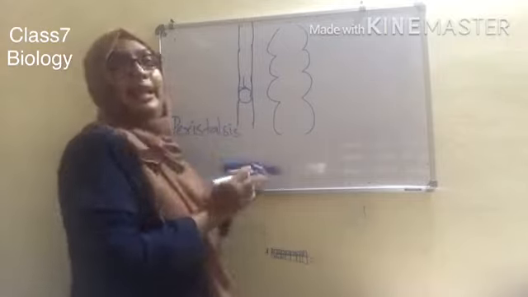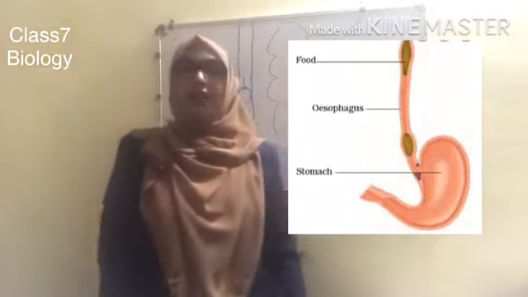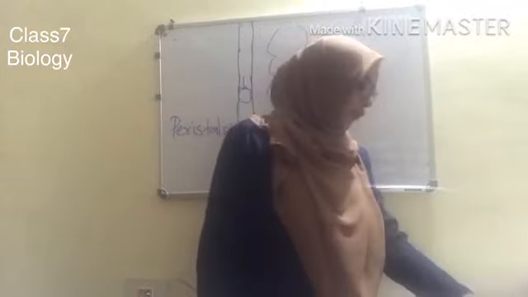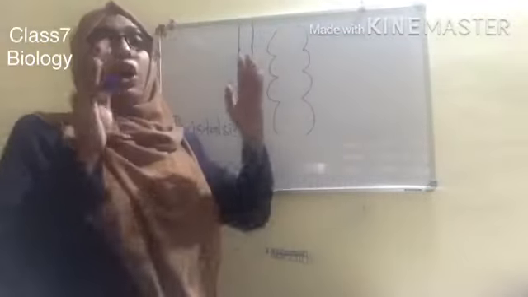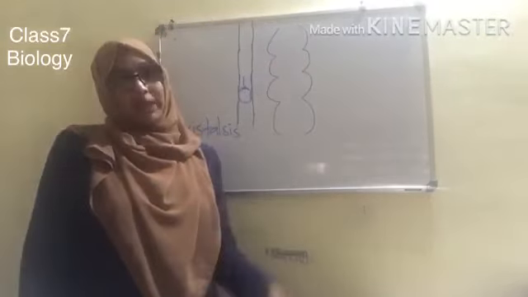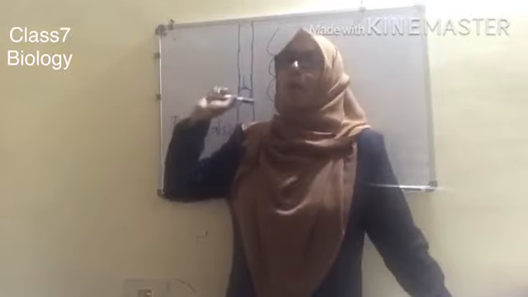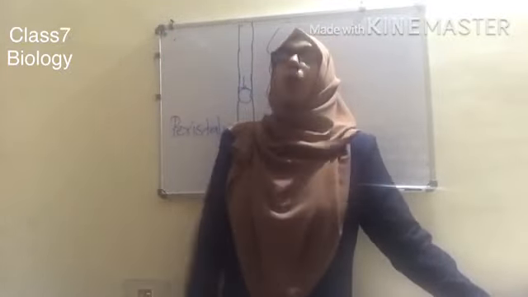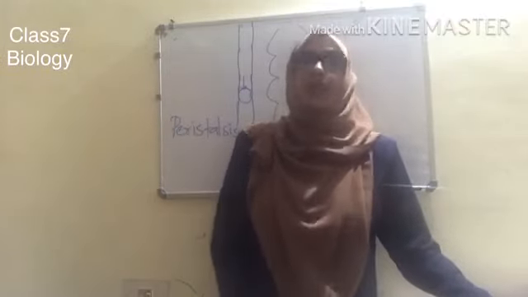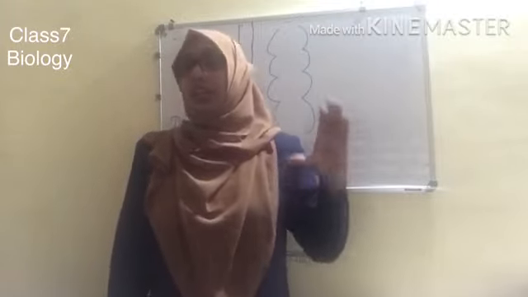What is it known as? Peristalsis. Clear? So how can we define peristalsis? The pushing down of the food in the esophagus involves the contraction of the walls of the esophagus. The wave-like movement which occurs in the walls of the esophagus due to the pushing down of the food is known as peristalsis. It is clearly given in your textbook.